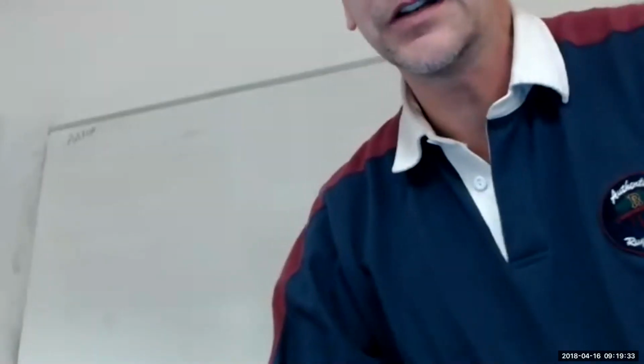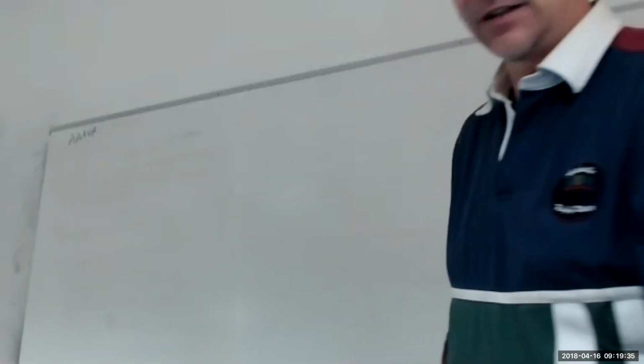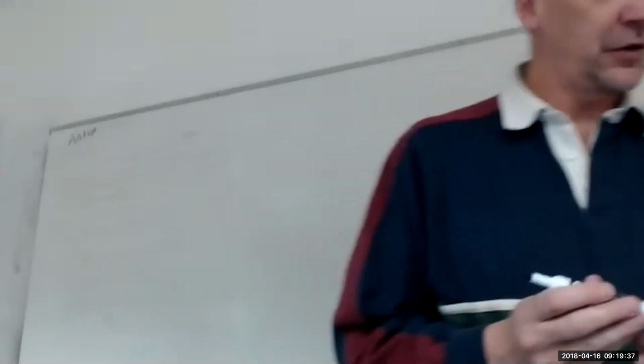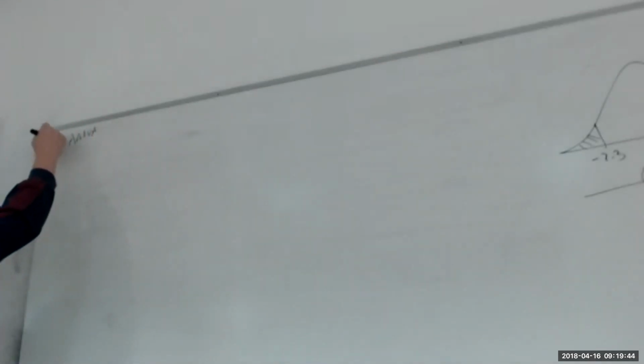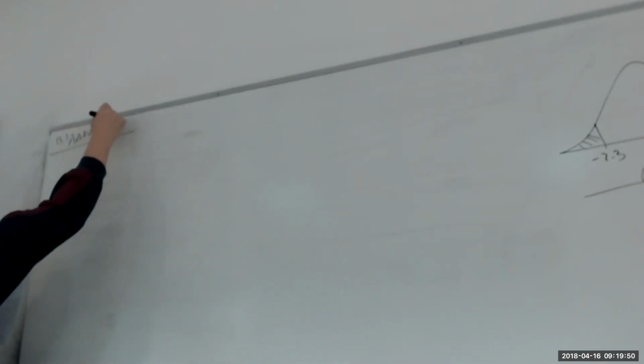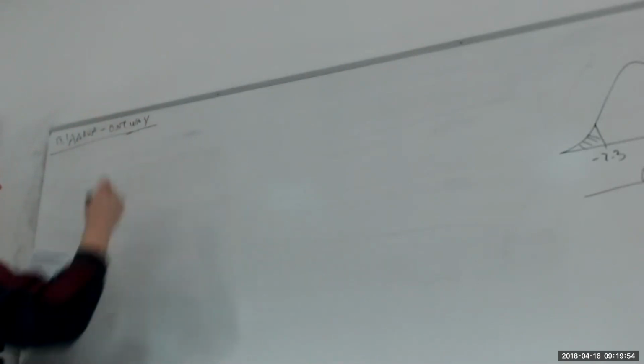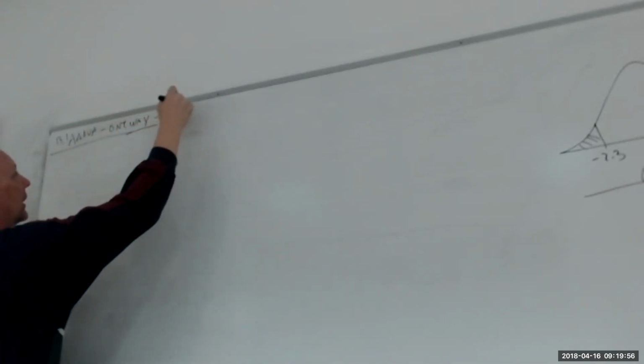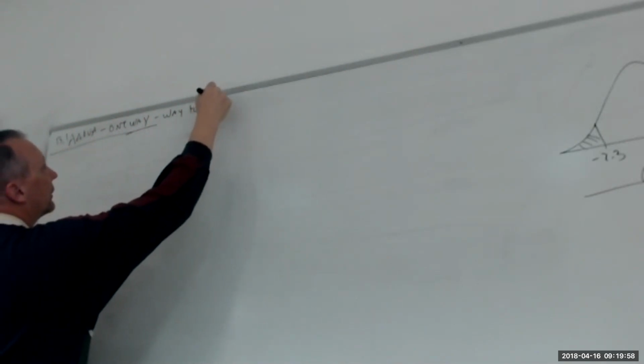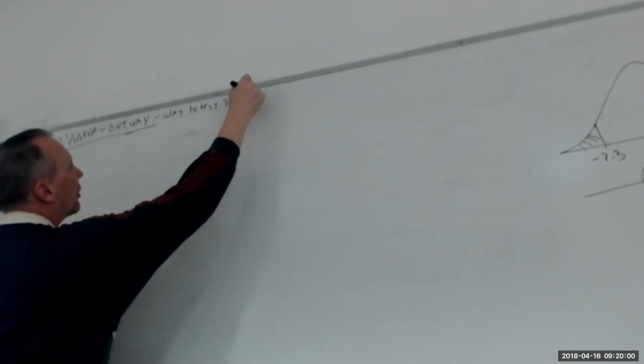Okay, so we're going to talk about the ANOVA test, which is 13.1. Now, the interesting thing about the ANOVA test, actually, maybe I should call this a one-way ANOVA. There are other types of ANOVA. It's a way to test 3 or more means.